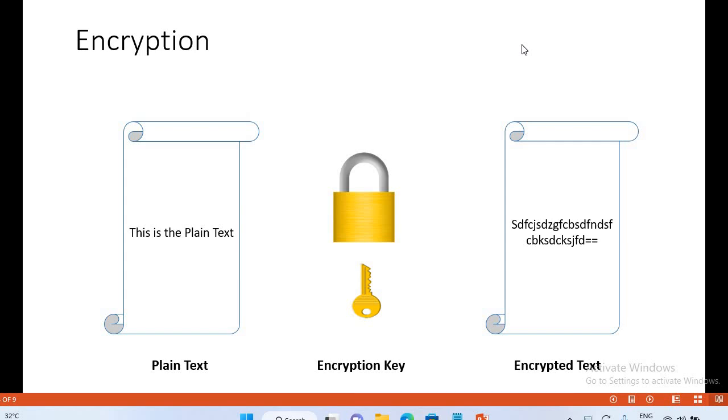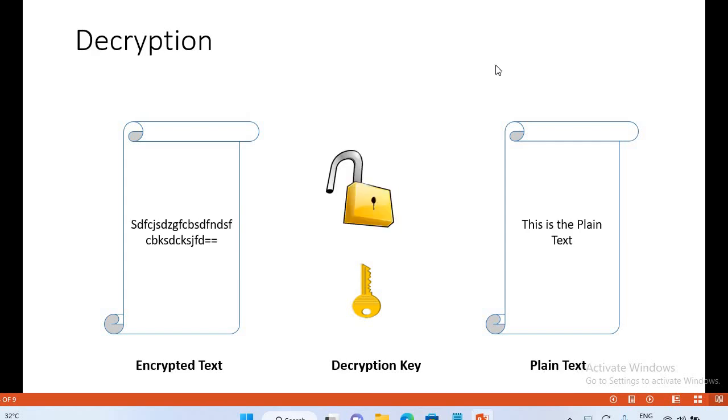Now next is decryption. It is the process of converting the ciphertext data, or the encrypted data, into plain text through the decryption key. I will explain this with an example.